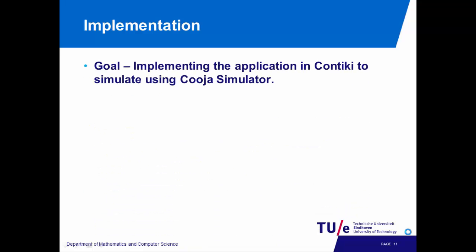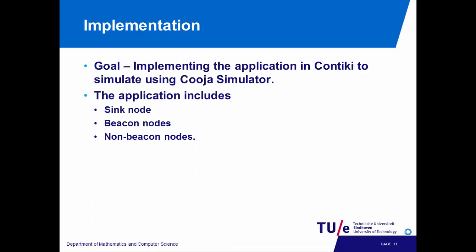Now we talk about the implementation of the application. We implement it on the Contiki system and simulate it on the Cooja simulator. The application has three types of nodes: sync node, which collects the localization information; beacon nodes, which are reference nodes used to localize; and non-beacon nodes, which are mobile and need to be localized. The application knows the positions of the sync and the beacon nodes beforehand.